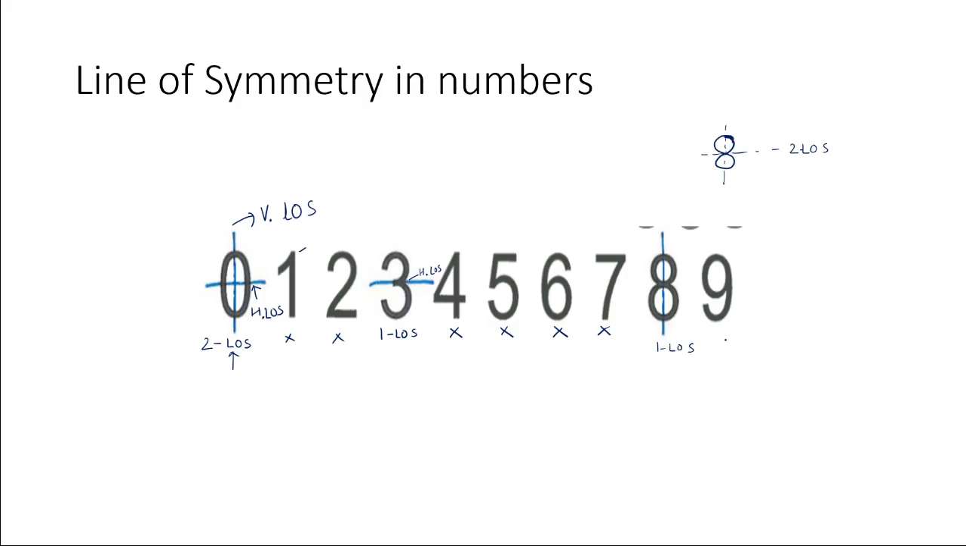Now in this digit 9, no line of symmetry. So in this way you all have to write the line of symmetry in numbers. Okay, moving to the next page.